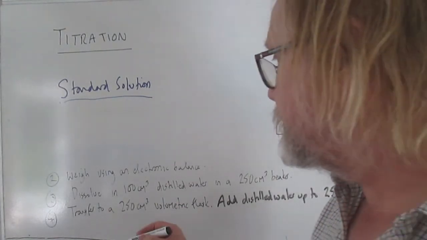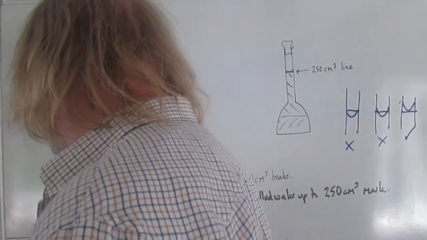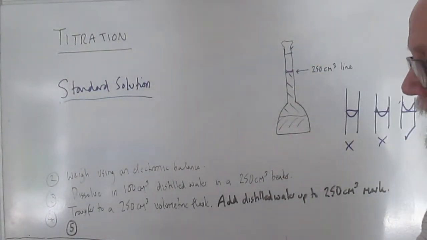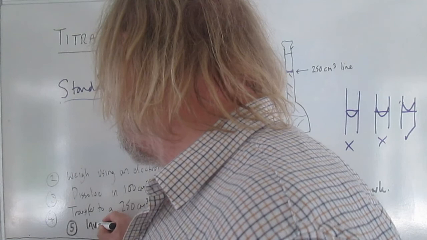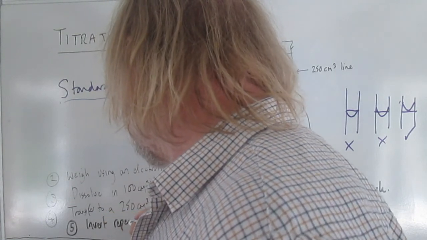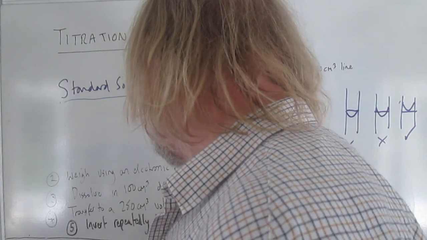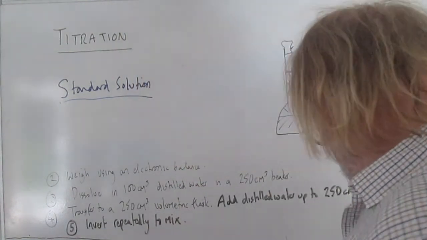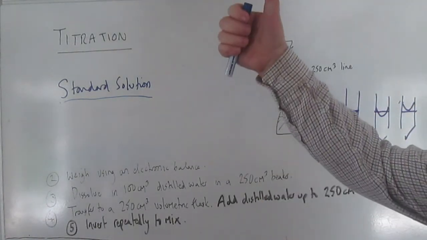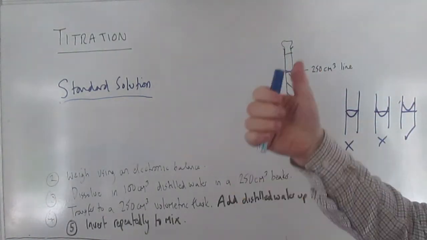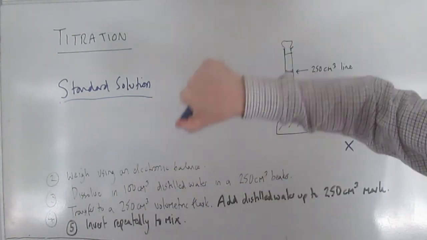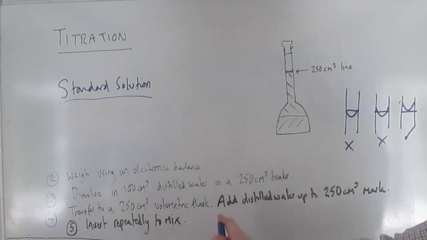So crucially, what you then do in step 5 is you put the top on and you invert repeatedly to mix. What that means is, if this is your flask, you put the stopper on the top, put your thumb on it, and you turn it upside down and back several times. Lots of times actually, to make sure it's thoroughly mixed. And they're going to expect you to say that. So don't just say mix, because they'll say, well, how are you going to do that? So invert repeatedly to mix. And that's a good standard recipe for making a standard solution.